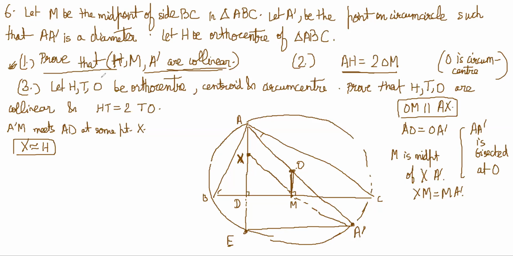So let's extend the AD line to meet the circumcircle at E. So AEA dash, this is 90, no? Because these two lines are parallel, right?